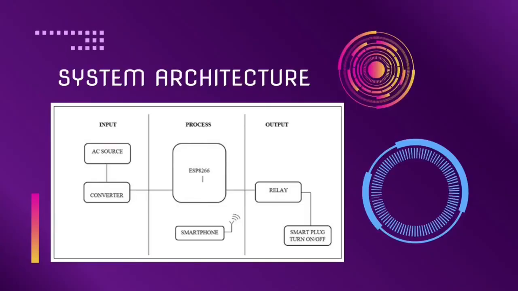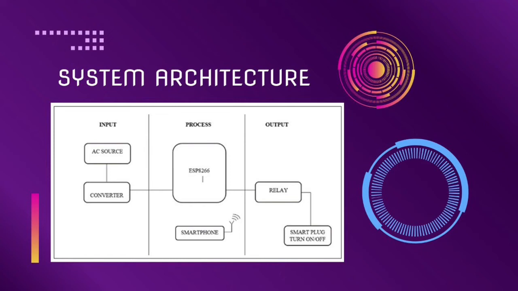So this is my system architecture or my block diagram. Consists of NodeMCU, relay and power supply. Relay will be operated as a switch on or off. To convert the voltage from AC to DC, power supply will be used.